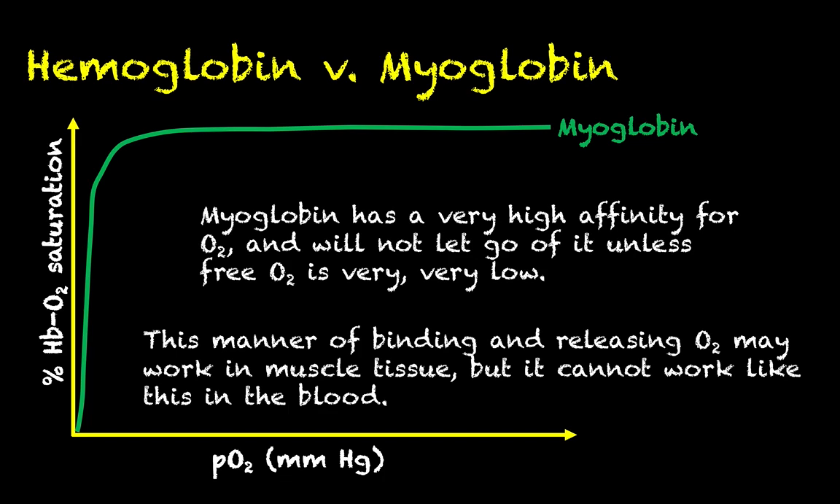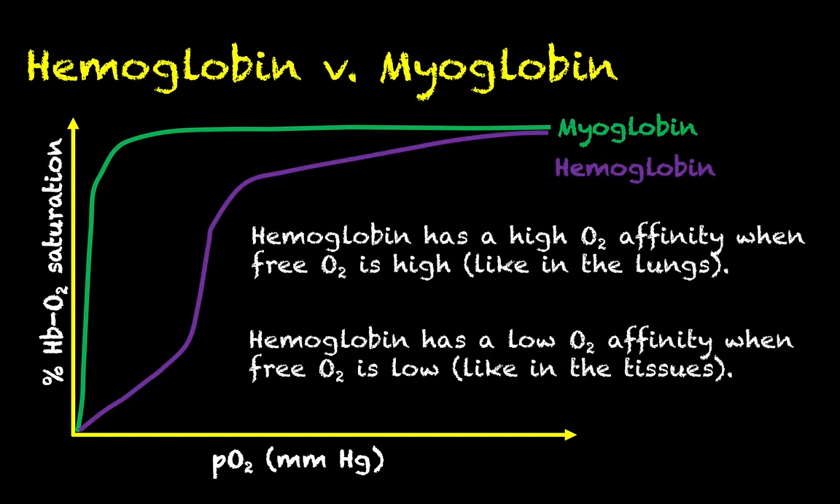So, like I said, this manner of binding and releasing oxygen in such an extreme fashion works for muscle tissue, but it cannot possibly work like this in the blood, where hemoglobin needs to be able to bind to oxygen and let go of it in the appropriate situations. So if we compare the oxygen binding curve of myoglobin to that of hemoglobin, you can see these curves look very different. Hemoglobin is very similar to myoglobin in that it has a very high affinity for oxygen when free oxygen is high, like it is in the lungs, but hemoglobin's affinity for oxygen is much lower when free oxygen is on the lower end, like it is in the tissue.